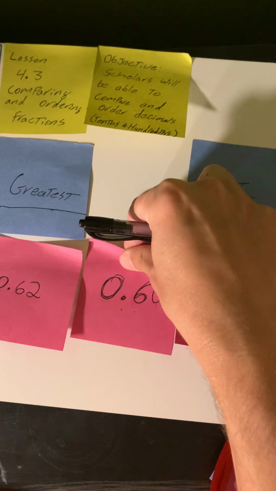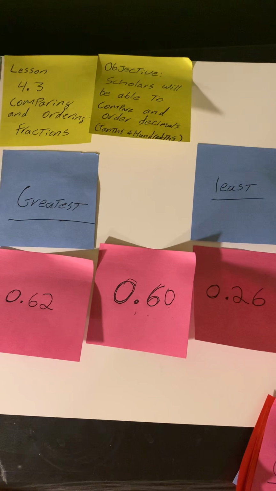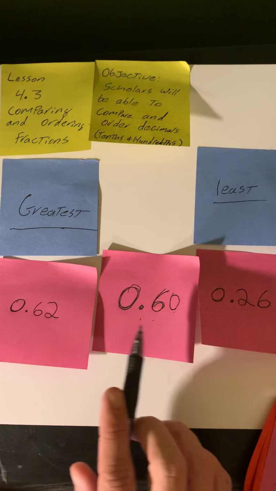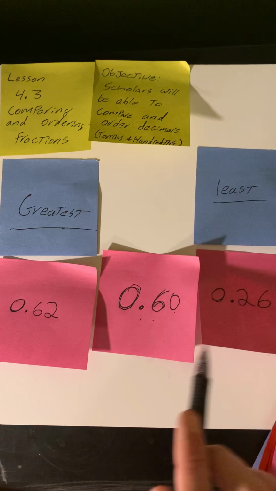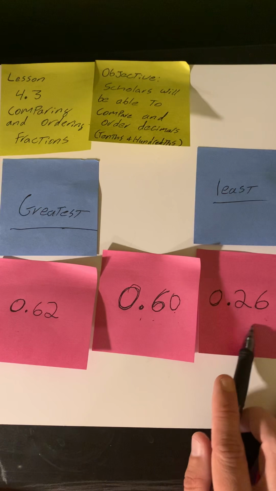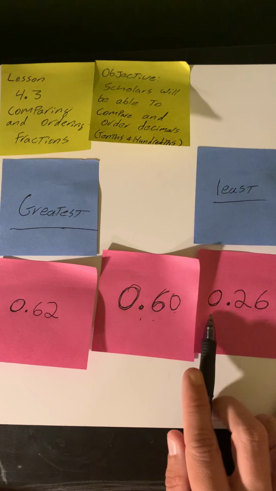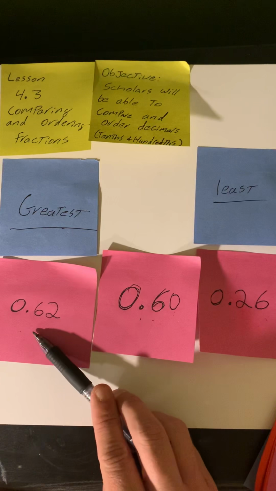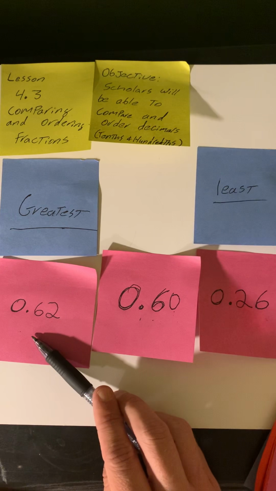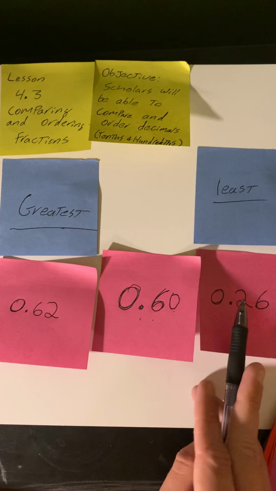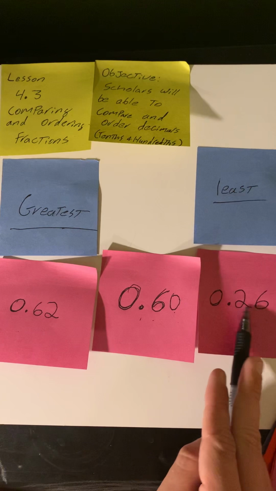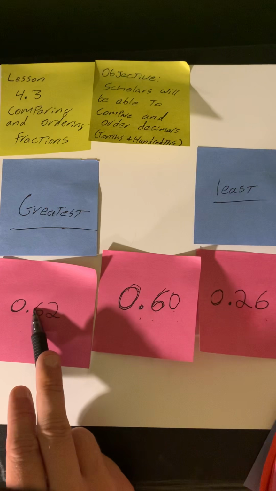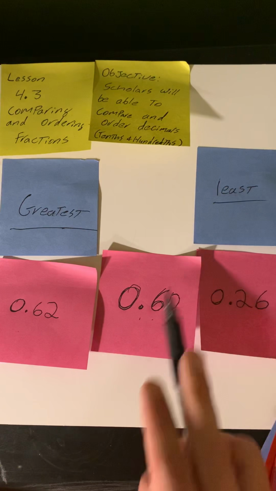Now my order is correct. Reading from 62 hundredths, 60 hundredths, 26 hundredths. Okay? And if hundredths is difficult for you to say, when we're dealing with decimals, you can say cents instead, because it takes 100 hundredths to equal 1 whole. Okay? So that's ordering from greatest to least.